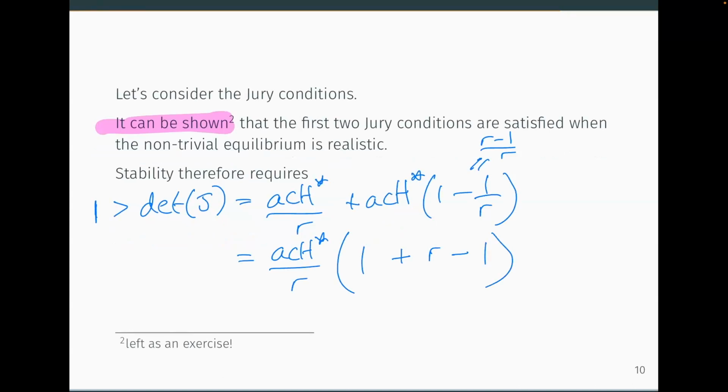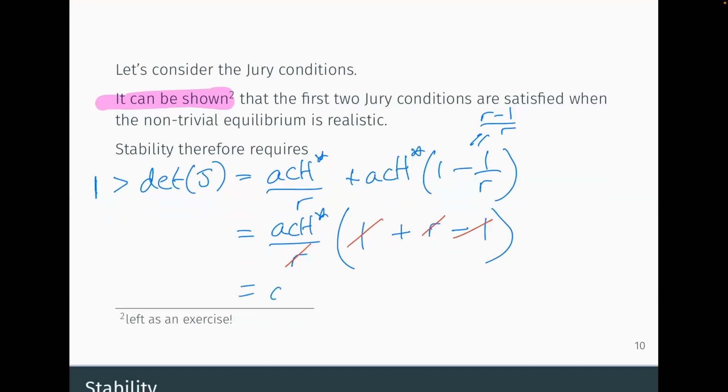All I've done here is rewrite this 1 minus 1 over R as R minus 1 over R, as one fraction, then taken out a factor of R from this second term, as well as this ACH star, pulling that all out the front. So ACH star over R times 1 gives us this term, and ACH star over R times R minus 1 gives us the second term here. That's quite nice because these 1s cancel, these R's cancel as well, and we end up with just ACH star.